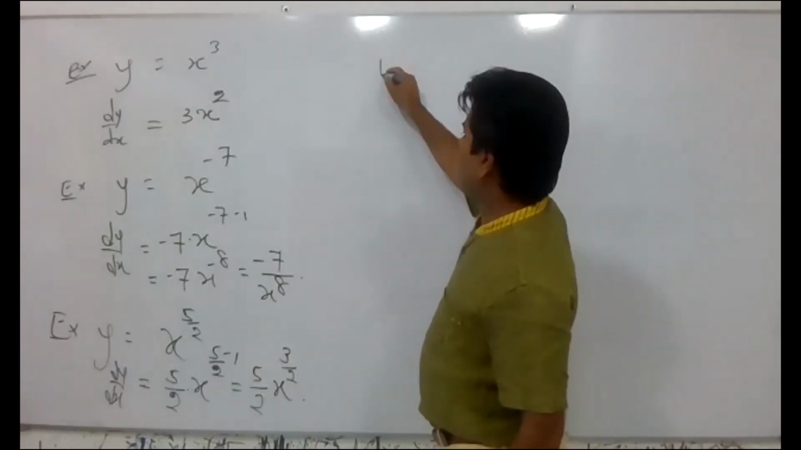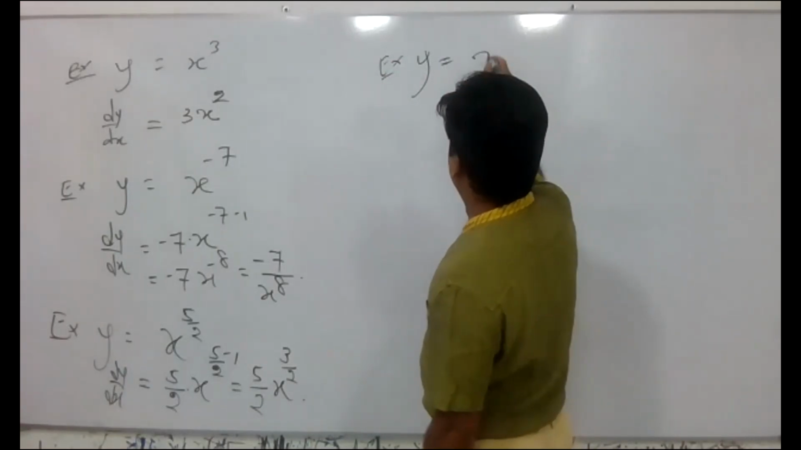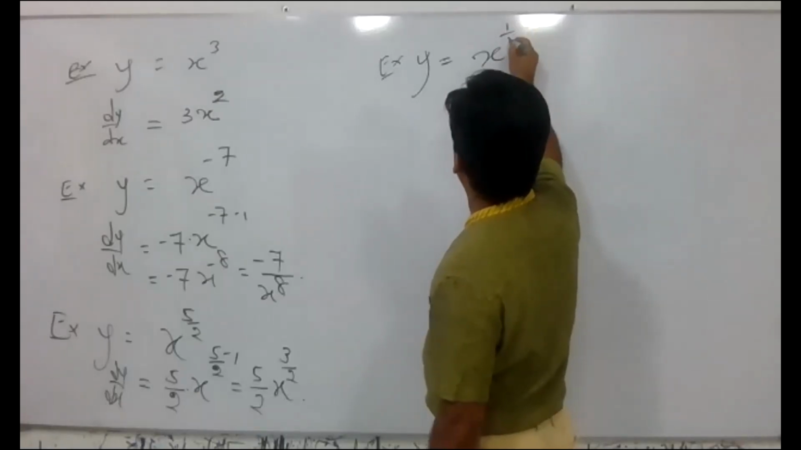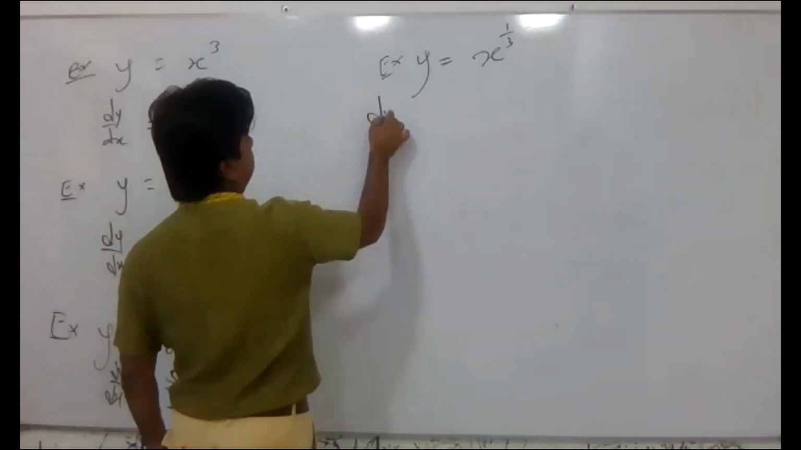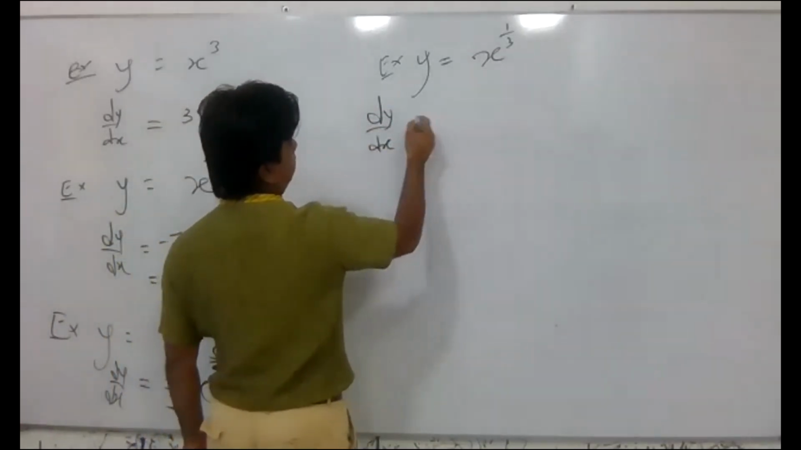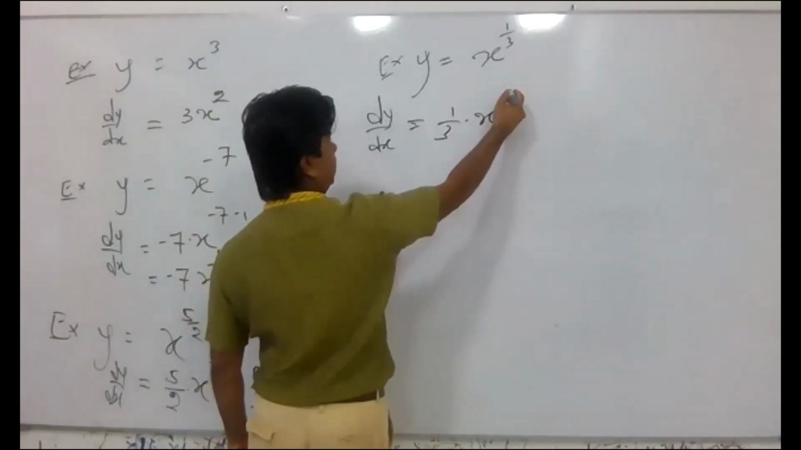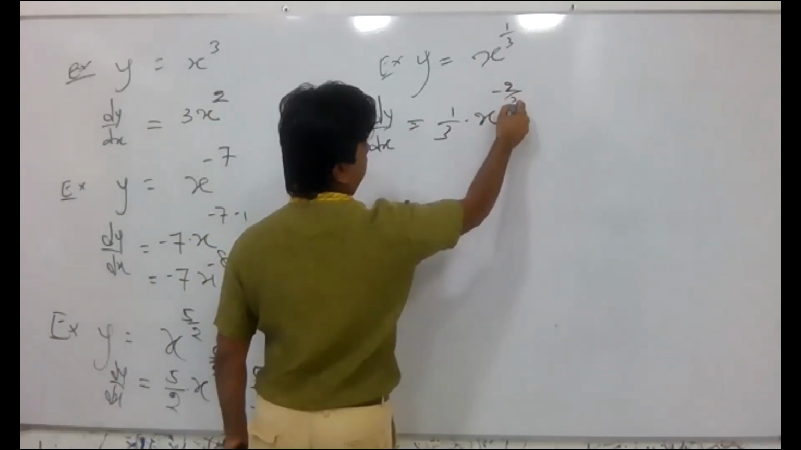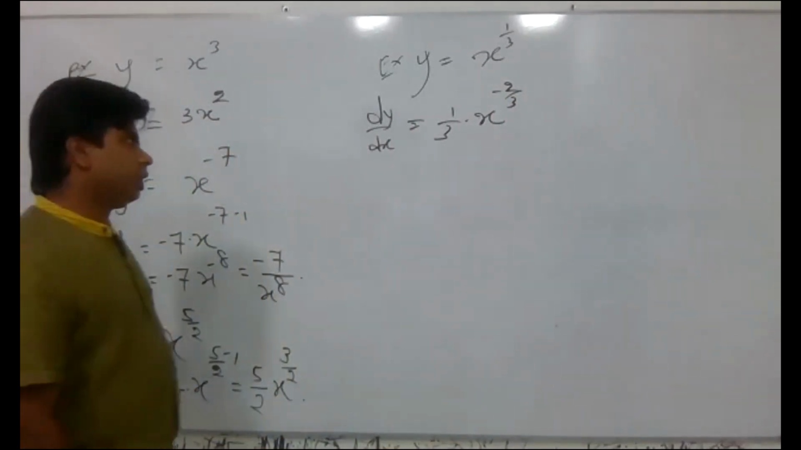Now, if I go for another function like this, y equals x to the power 1/3. Clear? You can differentiate this simply, dy by dx, nx to the power n minus 1. That means 1/3 x to the power 1/3 minus 1. What is the answer? Minus 2/3. I calculated quickly and wrote the answer.